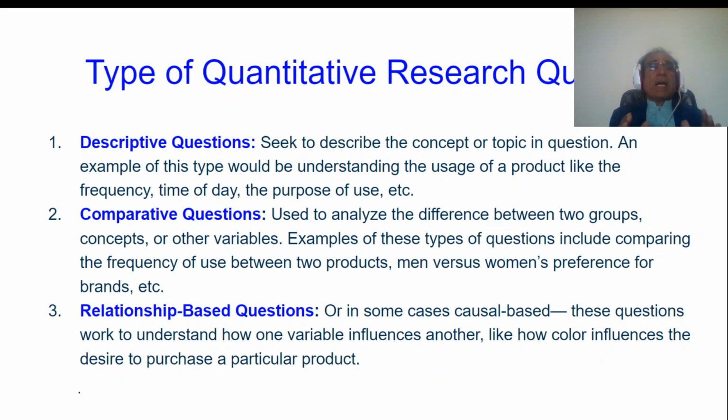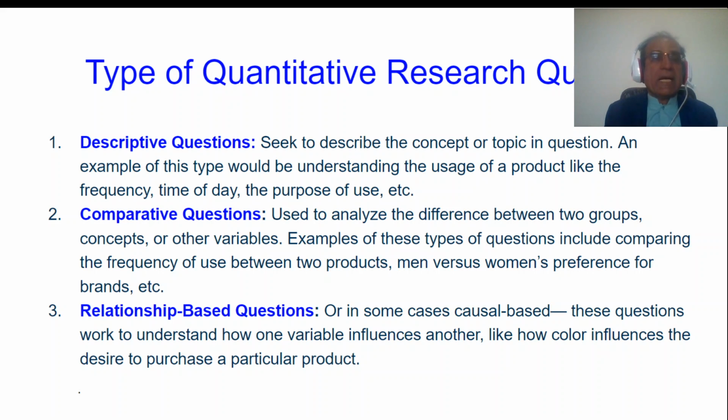So, the first type of quantitative research question is descriptive. One may ask, what are descriptive research questions? Descriptive research questions seek to describe the concept or topic in question. An example of this type would be understanding the use of a product, like the frequency, time of day, purpose of use, and many others.